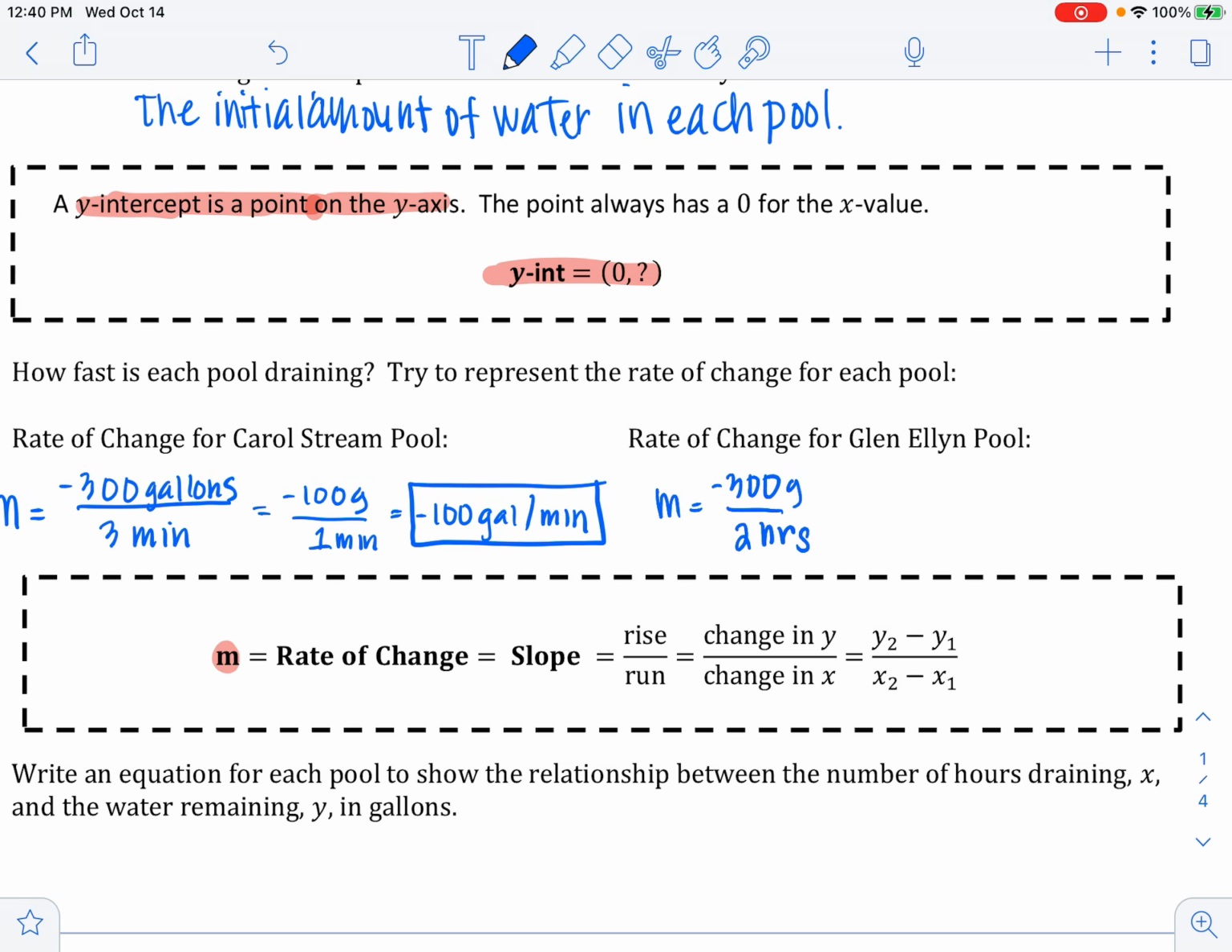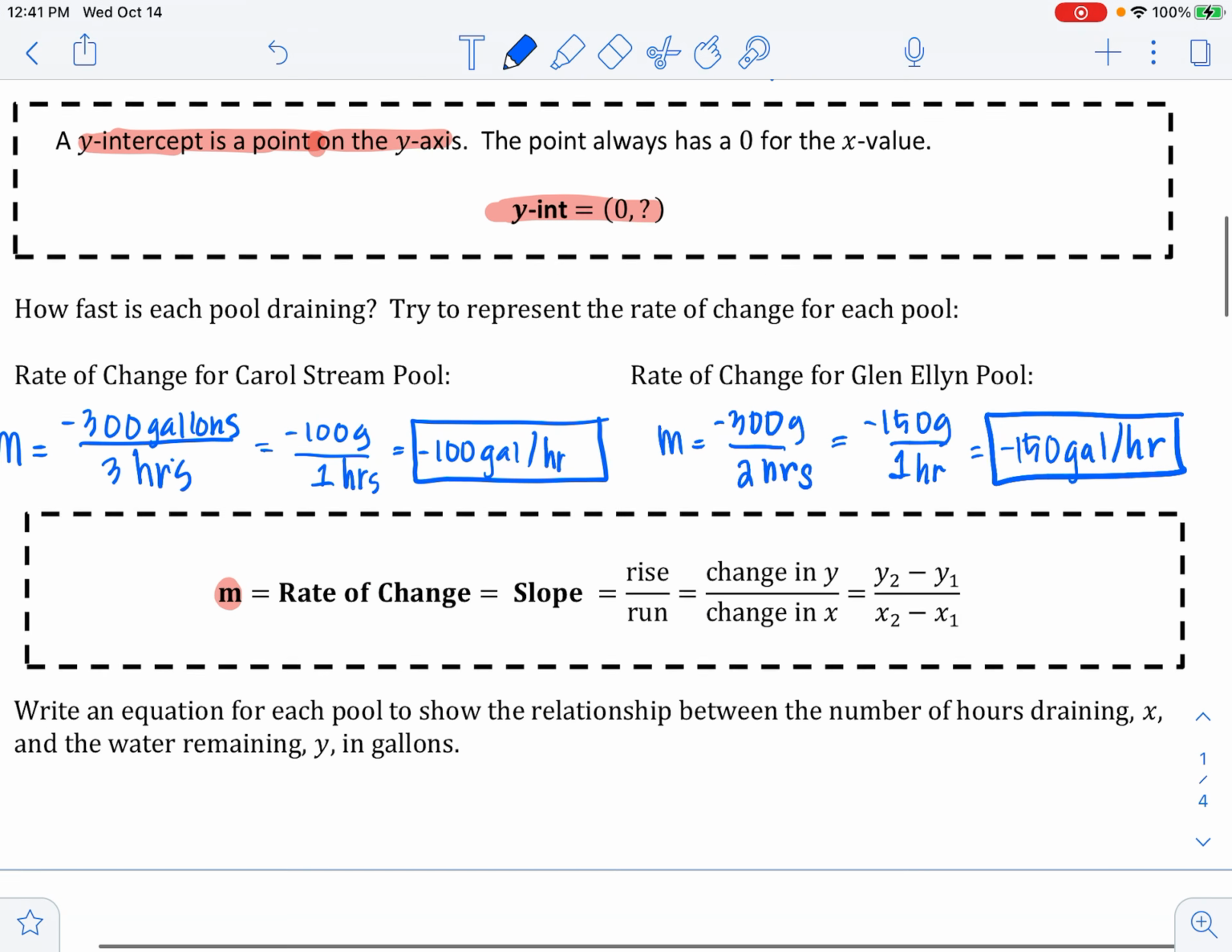I put minutes on the last one. It's not minutes, it's hours. Fix it. Hours. No, gallons per hour. It sounds weird. Okay, simplify that fraction. That's negative 150 gallons every 1 hour, or how I'm going to write that is negative 150 gallons per hour. And that's its rate of change.